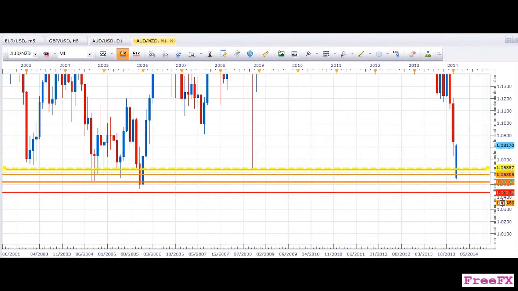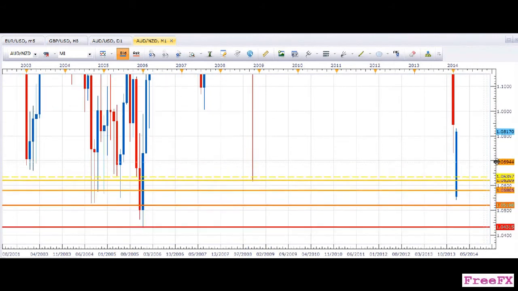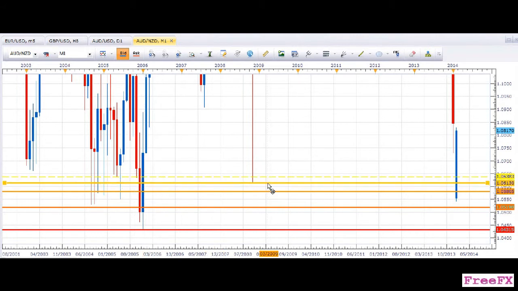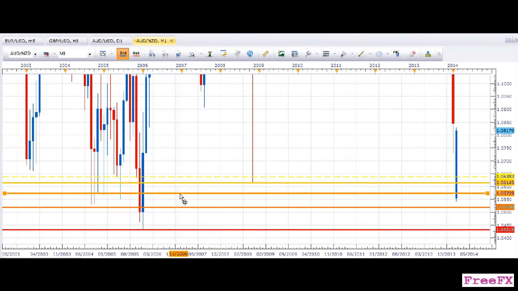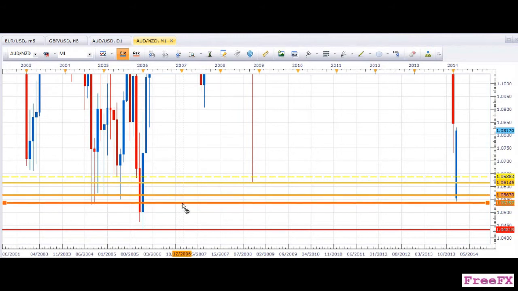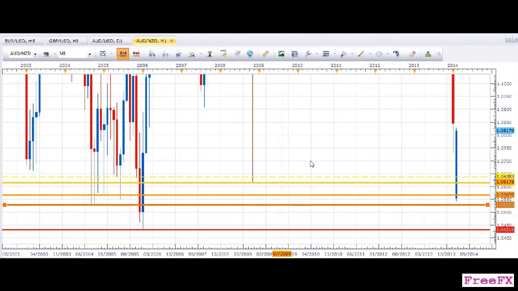I'm going to just make this a little bit more, make sure that they are lined with our levels, and this one should be lined with this level, this one lined with that level. Okay, so we're satisfied with these.